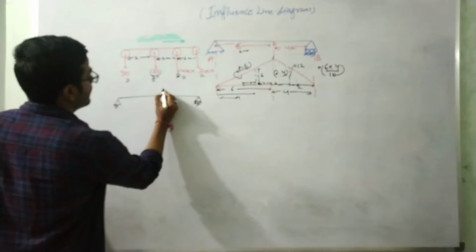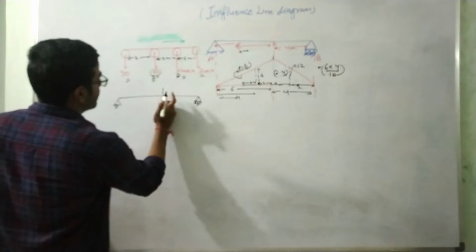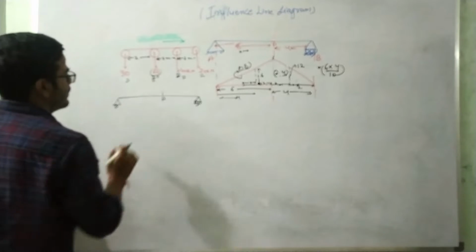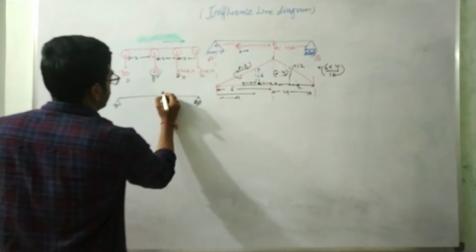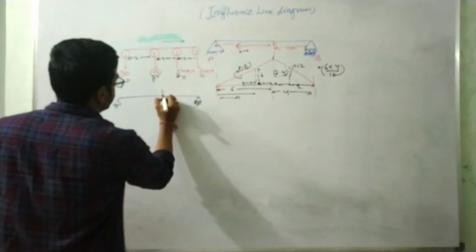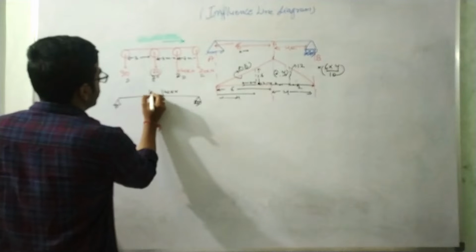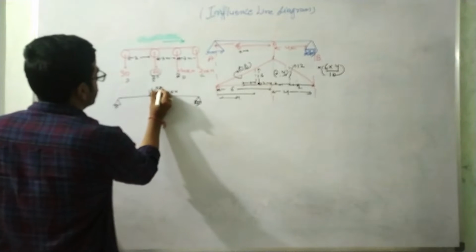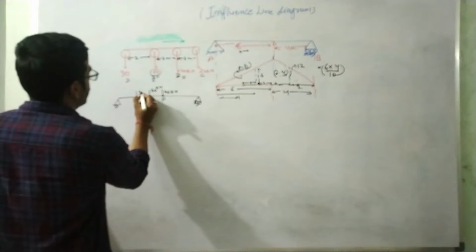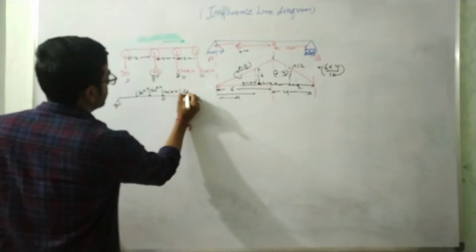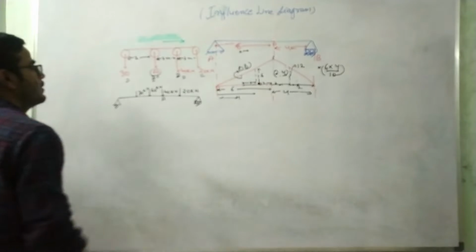Now this is the beam and this is the point P. Let us suppose this 40 kilonewton load is acting over here, at a distance of 2 meter again a 60 kilonewton load, and here again a 30 kilonewton load, and at a distance of 2 meter again here the 20 kilonewton load is acting.